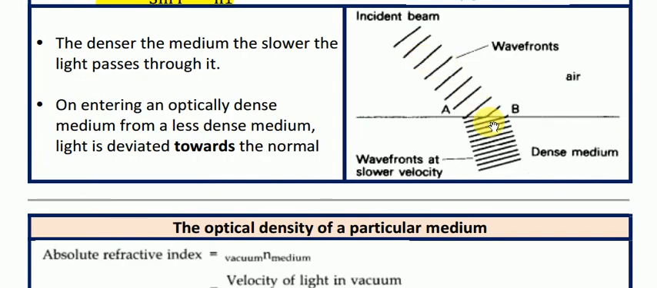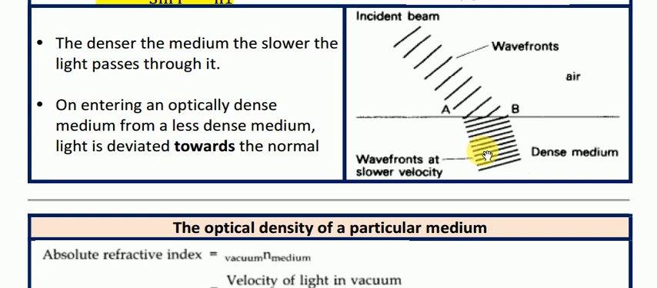The velocity of light varies according to the density of the medium through which it travels. The more dense the medium, the slower the light passes through it. Suppose this is a dense medium, so here the light will be slower; the wave runs at a slower velocity.